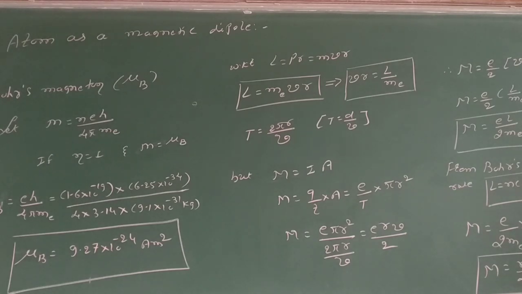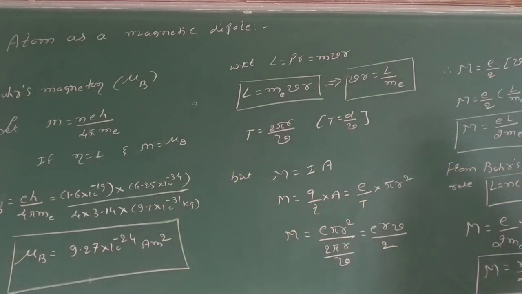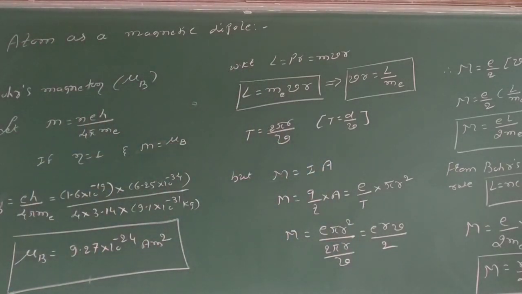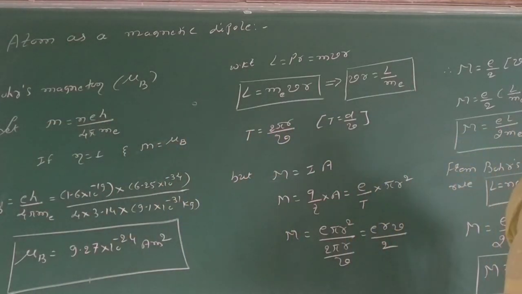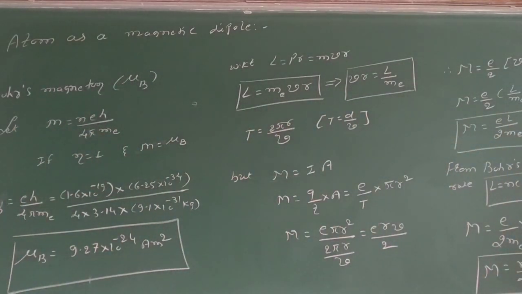Now this is about the atom as a magnetic dipole. Glance once over the complete equation, it is a simple equation. Right? Then shall I go for the moving coil galvanometer?